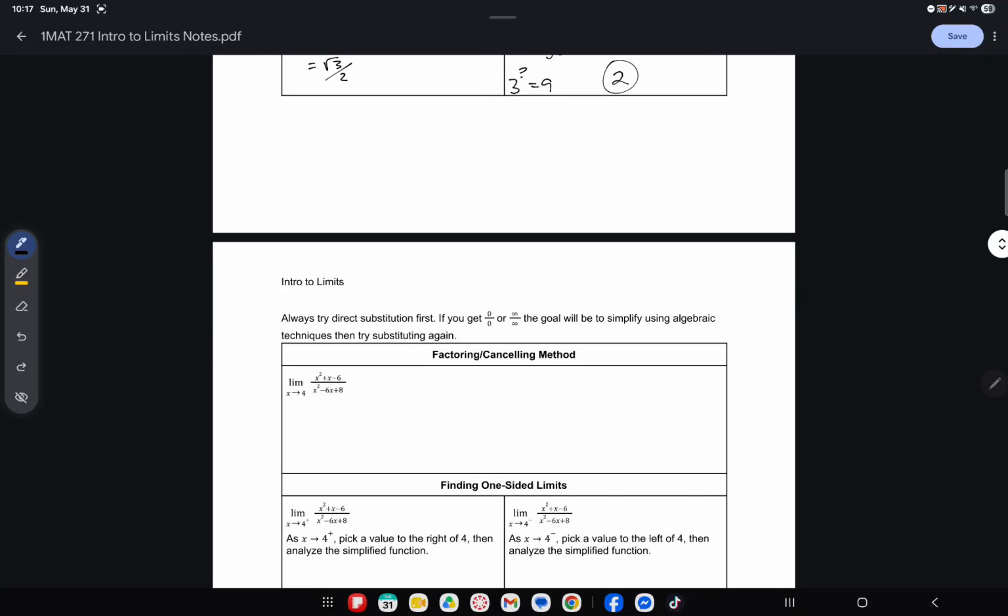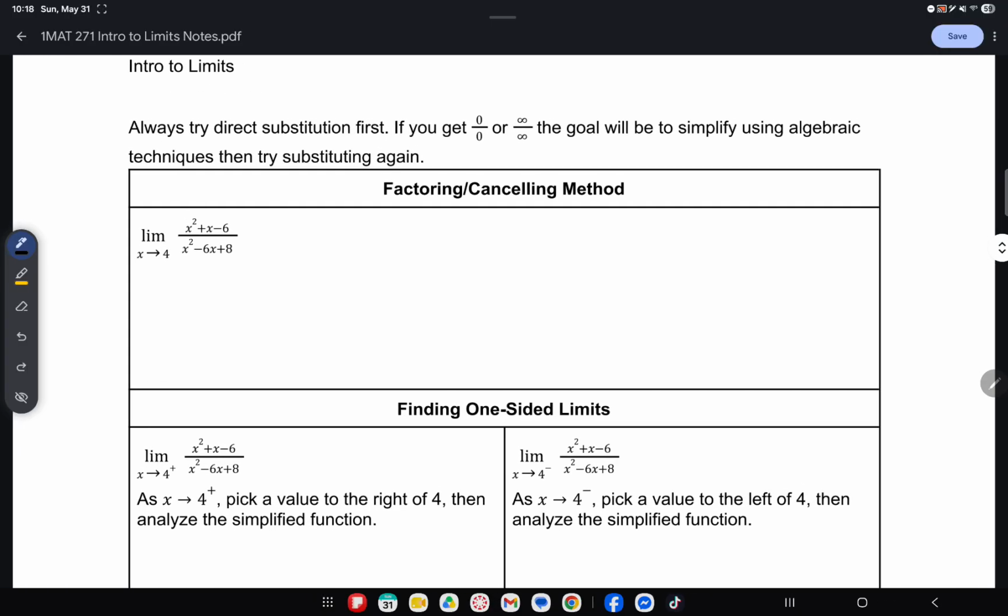All right, now what if the direct substitution gives us something weird? So I'm going to do a direct substitution here. 4 squared is 16 plus 4 is 20 minus 6 is 14. And then 4 squared is 16, 4 times 6 is 24, plus 8. And that gives me 0. So that's an undefined number right there, right? We can't have 0 in the denominator of a fraction. So let's try and factor and cancel out.